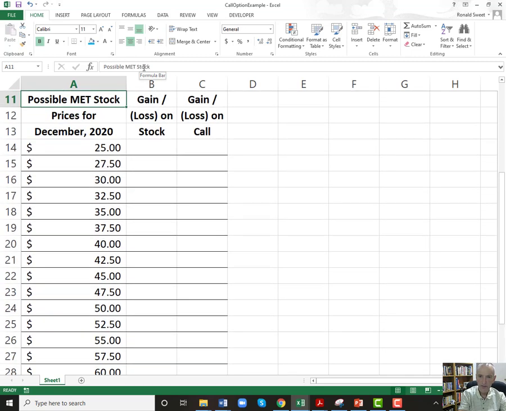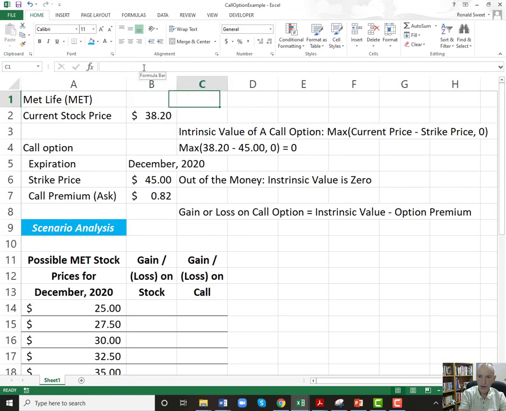So I'm going to look at what if MetLife was worth $25 in December? What if it's worth $45, $50? We're going to use this formula right here. The gain or the loss on the option is going to be this intrinsic value minus whatever we paid on the options. So if you need to hit pause so you can get all of that set up, then go ahead and do that.